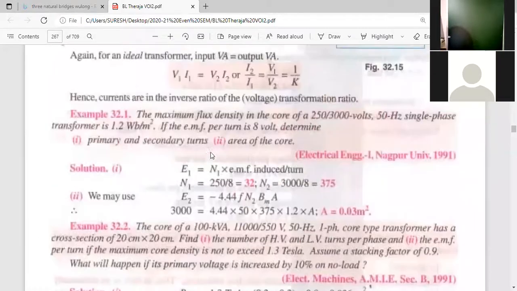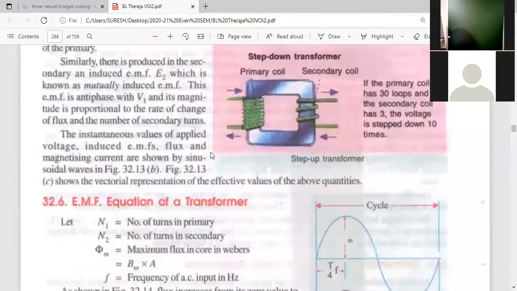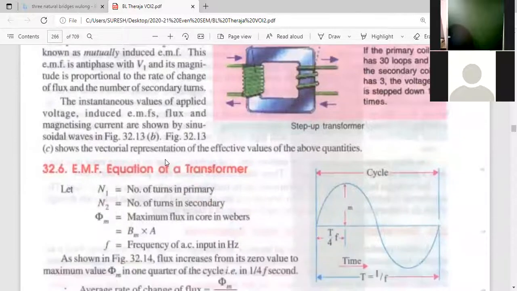Okay, next topic. Write on the side heading: EMF equation of transformer. Very, very important. They'll ask for 5 marks. This derivation is a compulsory question in the exam. Derive the EMF equation of transformer.